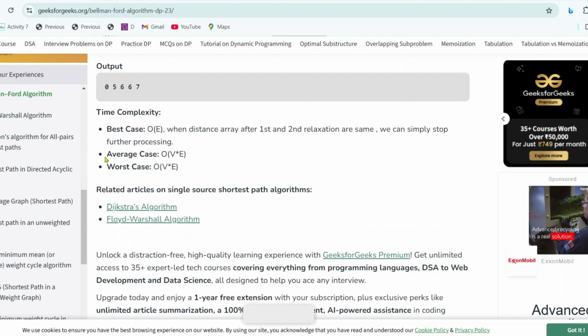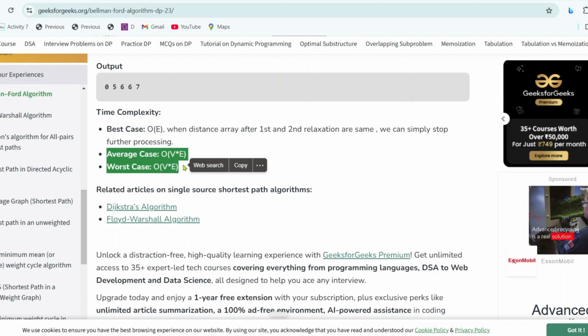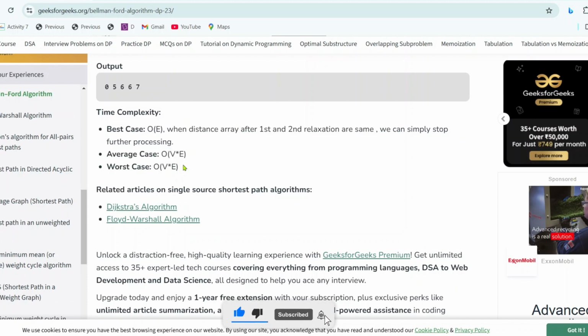Now, coming to the average case, which is number of vertices into number of edges, it means we cover all the vertices and all the edges. The time complexities for the average case and the worst case are the same, because in both cases we traverse all the vertices for all the edges.